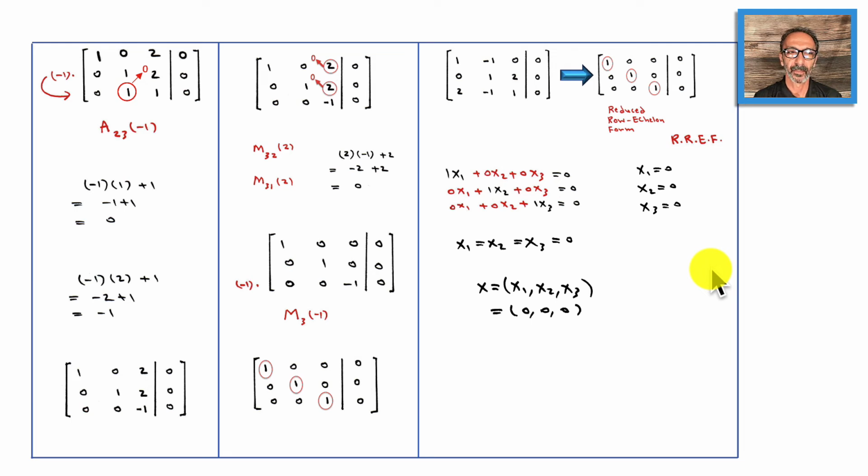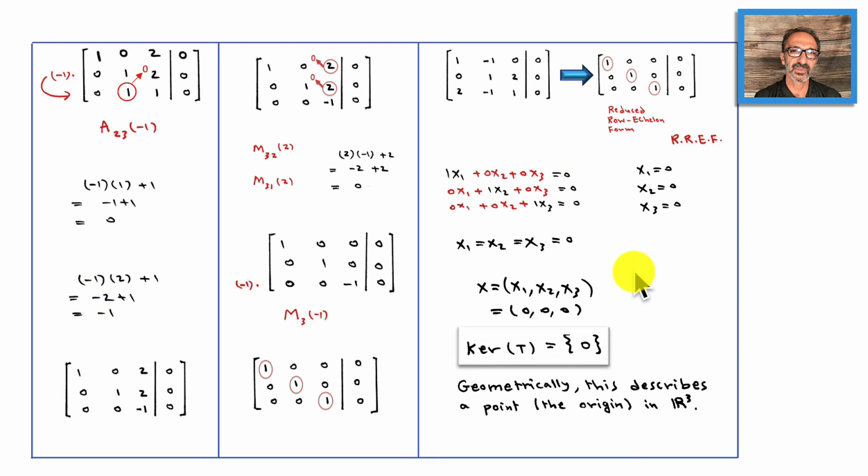So, what does this mean? We have the kernel. It's just the 0 vector. Geometrically, this describes the origin in R^3. And what did we say about the dimension? When you have a vector space that consists only of the 0 vector, we don't say 1, we say 0. So the dimension of the kernel is 0. Done with the kernel, let's jump into the range.